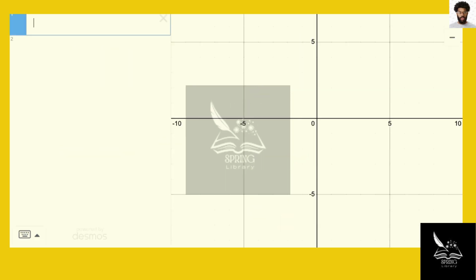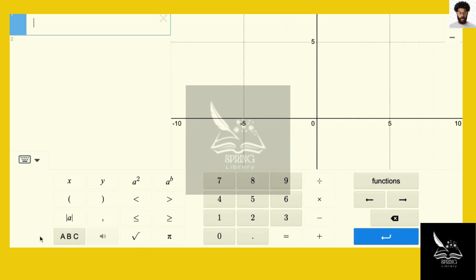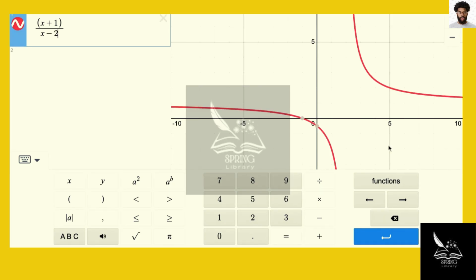Let's take a quick look at their graphs. x plus 1 over x minus 2. We've got that vertical asymptote at 2 and a horizontal asymptote at 1.